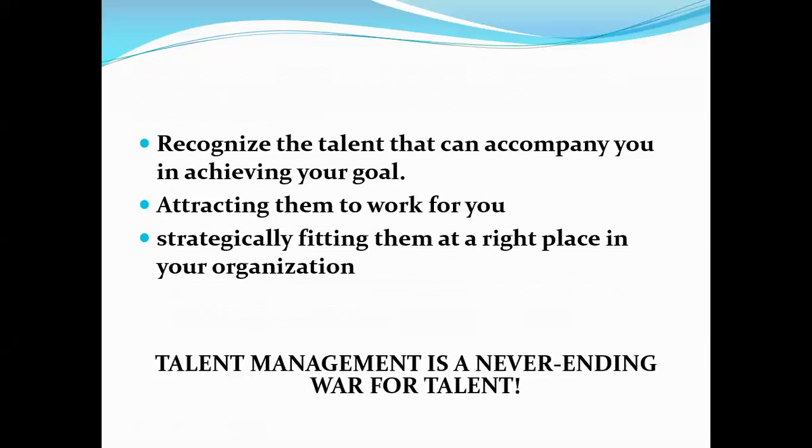Then talent. So ultimately, what do we mean by talent management? Talent management is nothing but a never-ending war for talent. See, talent management is all about finding the best of talent resources, sourcing them out, recruiting, selecting, placing, training, keeping them with you, maintaining, retaining, attracting. These are all various things that have to be considered.